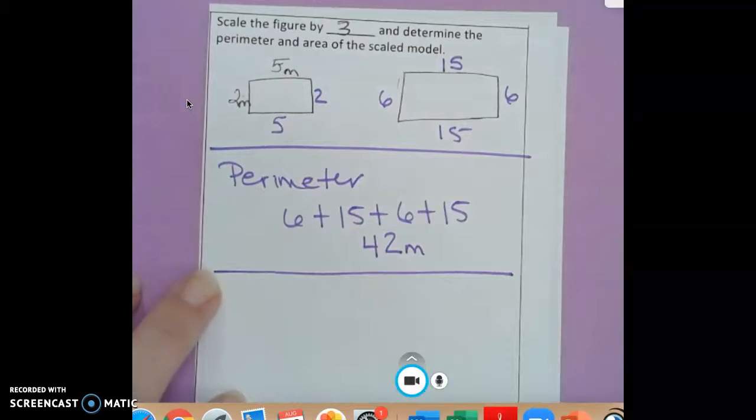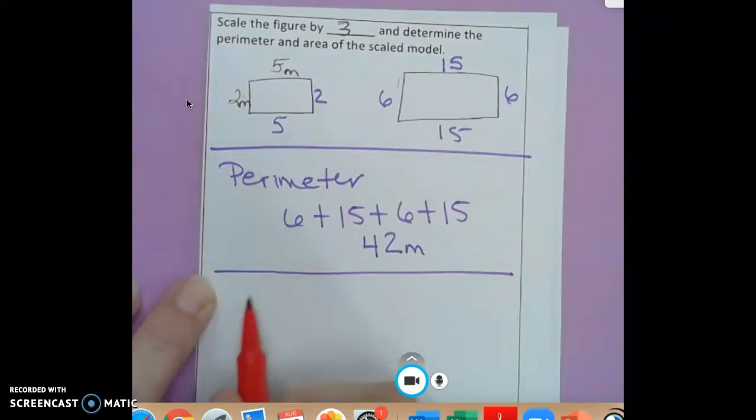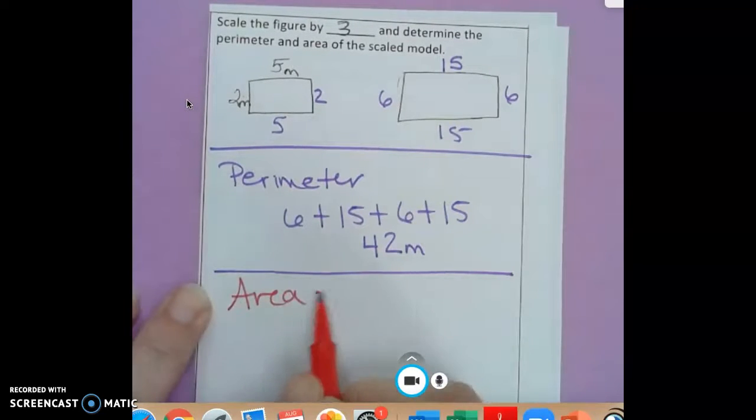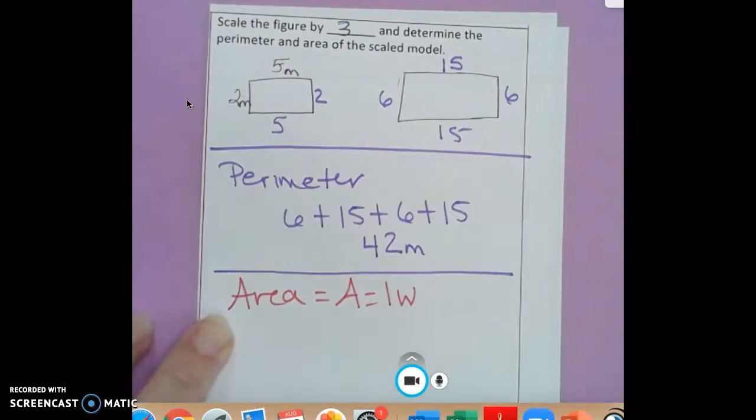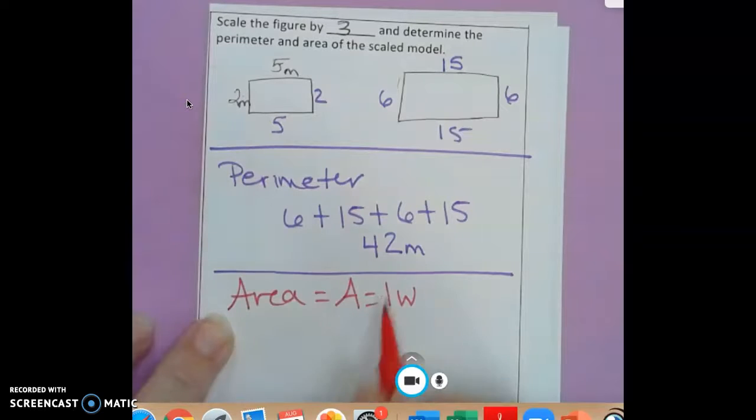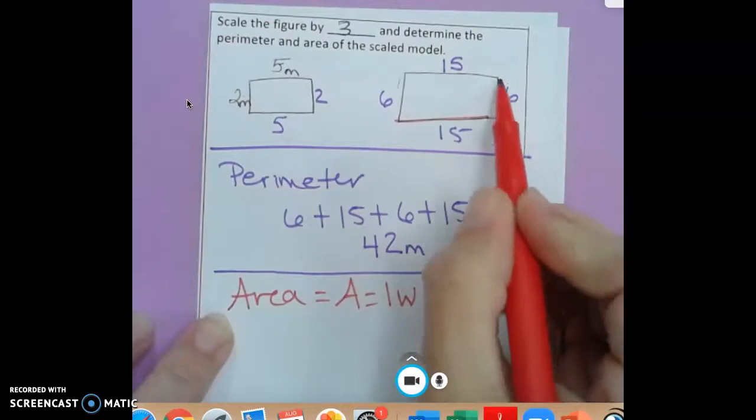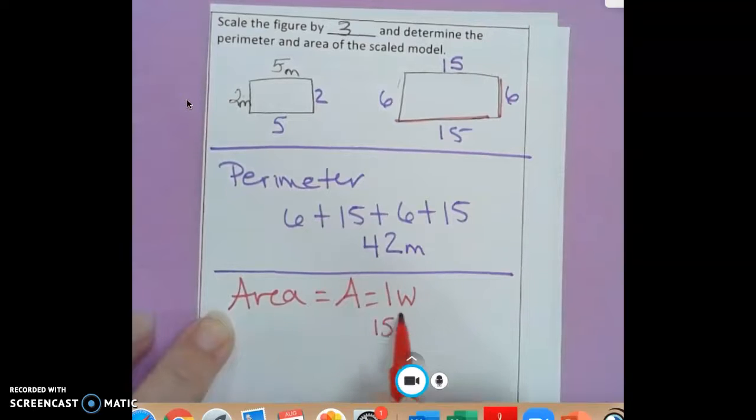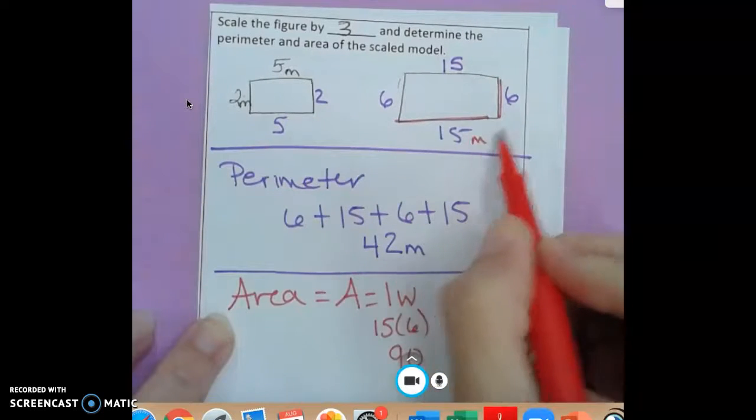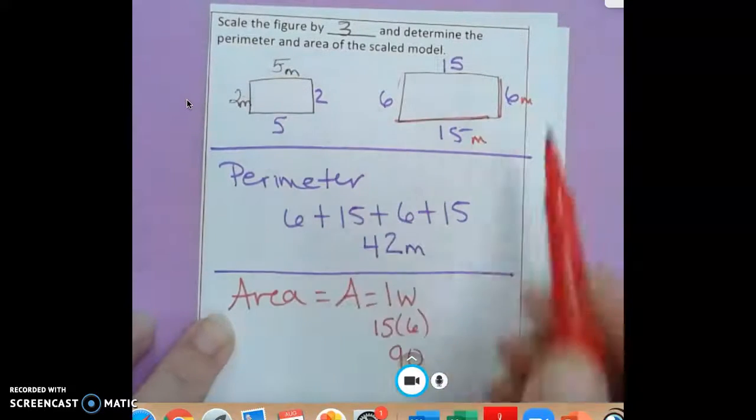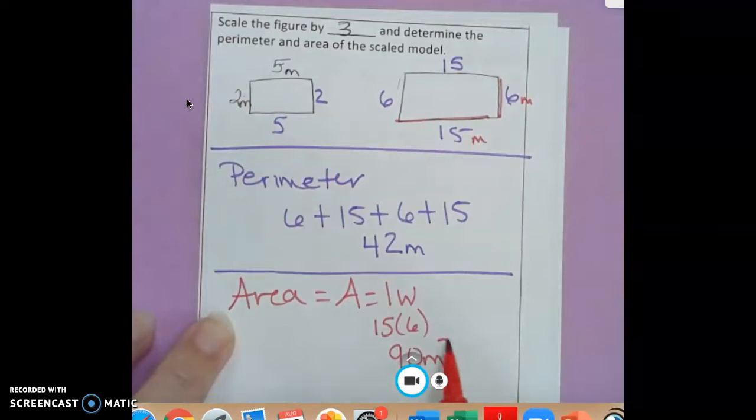Now to try for the area. The area is going to be length times width. So we need to just figure out which is length and which is width. We've got length times width, which is going to be 15 times 6, and 15 times 6 gives us 90. Now, our measurement is still meters, so meters times meters is going to give us the square meters that we're looking for.